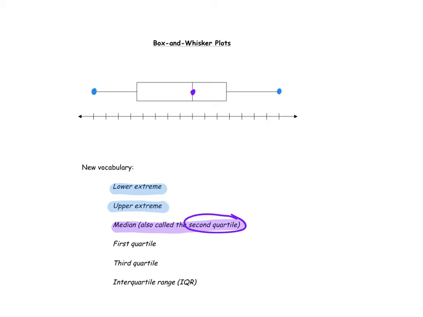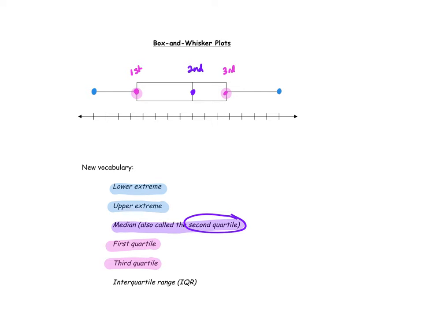Our next vocabulary words are first quartile and third quartile. Those also involve the box, and it's the end point where the whisker is. So right here is a point, and at the other end of the box right here is a point. And so this is our first quartile, this is our third quartile, and this one is our second quartile.